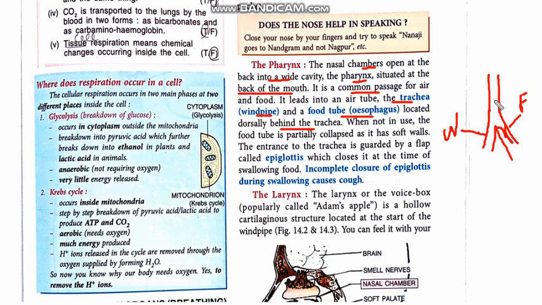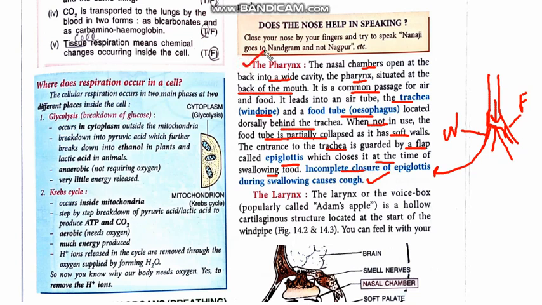But when we are swallowing food, and there is a chance that the food would enter the windpipe, a flap-like structure closes it. This is known as the epiglottis. So when not in use, the food tube is partially collapsed as it has soft walls, but the trachea is guarded by a flap called the epiglottis, which closes it at the time of swallowing food. If the epiglottis does not completely close the windpipe, some food particles go into the windpipe, and at that time we start coughing so that they may come outside.